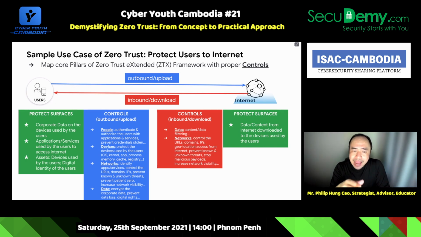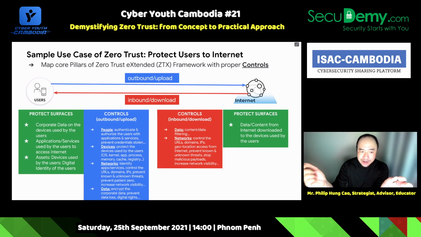So the control I put here is a sample control. You will have more than that, because I don't have enough space to put some more. But this is a sample, so you can take a look. Let's say with the people, you need to have the control to authenticate and authorize the user. And you also need to map the authorized user with the associated application that you allow to access. And you need to have control to prevent credentials being stolen, because like I said earlier, if the credential is stolen, then you will have a bigger impact.